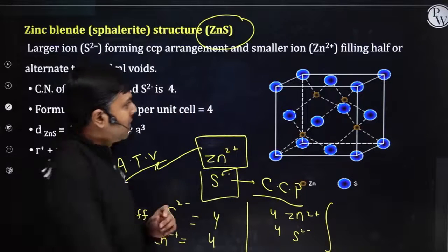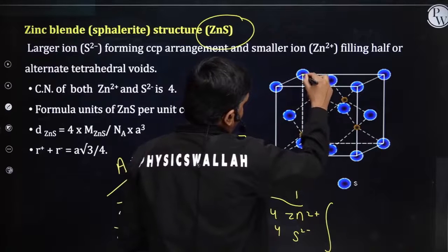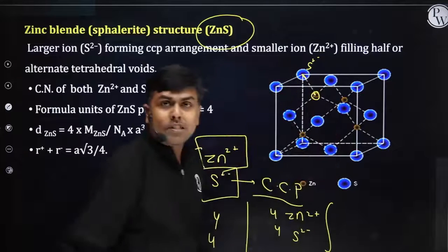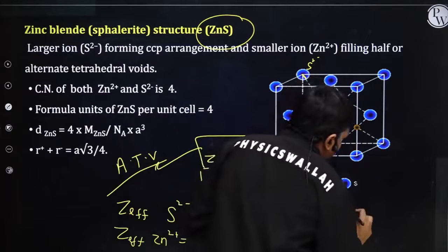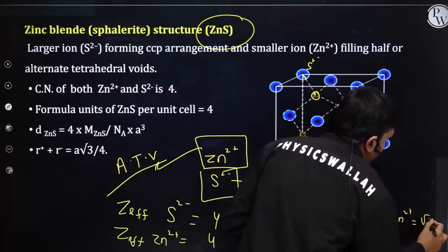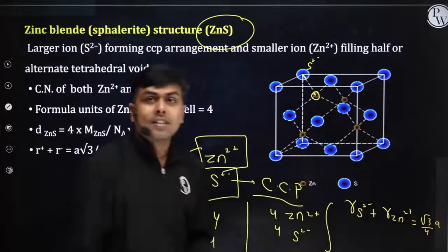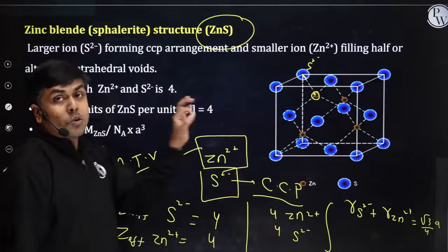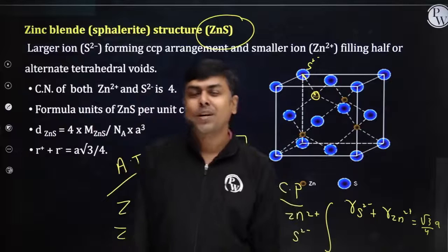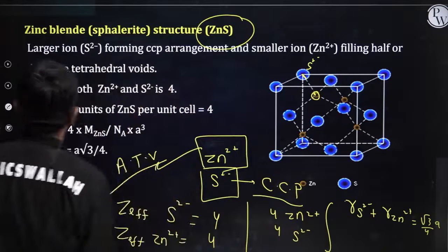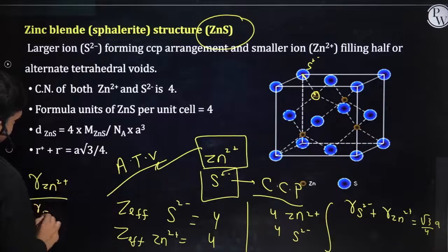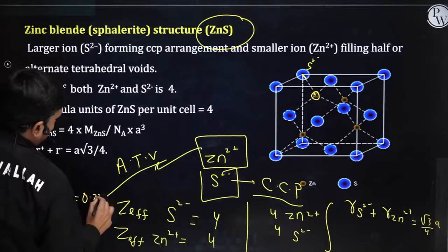Okay, one more thing. This one is my sulfide ion, and this one is your Zn plus 2 ion. And when I say R of sulfide ion plus R of Zn plus 2 ion is equal to root 3a by 4. One more thing, student, since this Zn plus 2 is placed in the tetrahedral void and size of tetrahedral void is 0.225 times the size of atom, so can I say R of Zn2 plus upon R of S2 minus is going to be 0.225.